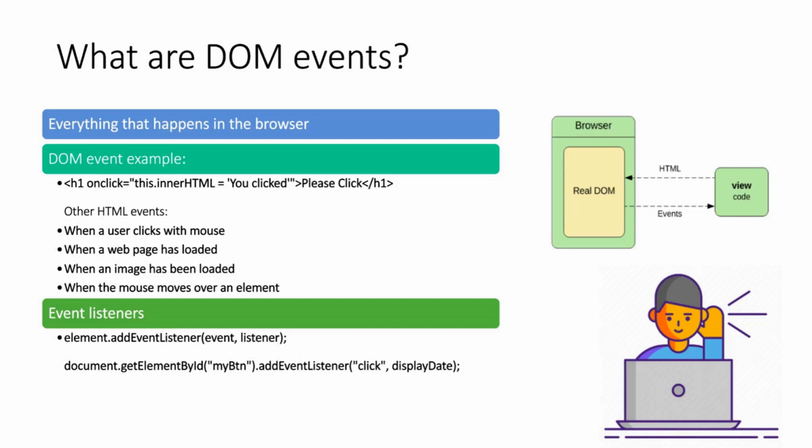The click is the event which we want it to be run on, and displayDate is nothing but a JavaScript function. It's the name of the JavaScript function. So whenever my button element gets clicked, the displayDate function must run. This is what the event listener does.